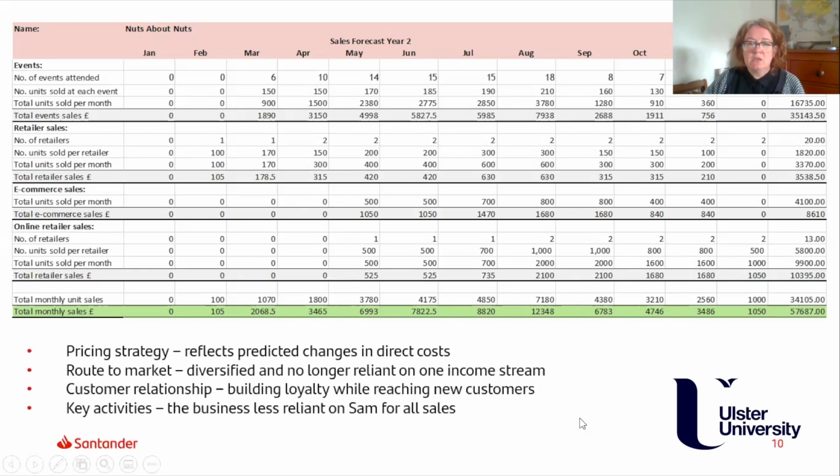Now, if we just recap briefly. So in terms of her pricing strategy, she's predicted changes in direct costs and she's taken that into consideration. She's diversified those routes to market. She's building loyalty, but also reaching new customers through her different routes to market. And the business is now less reliant on Sam making all of the sales. If she just does events, it's all down to Sam and perhaps a small team to help her. But now Sam can focus on the strategic growth and the operations of the business.